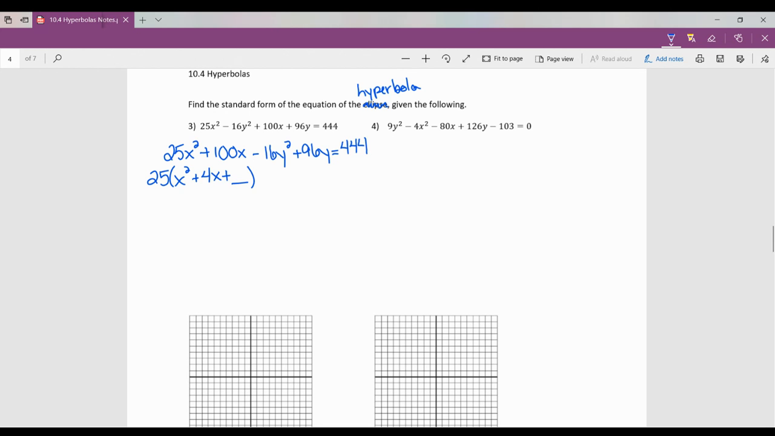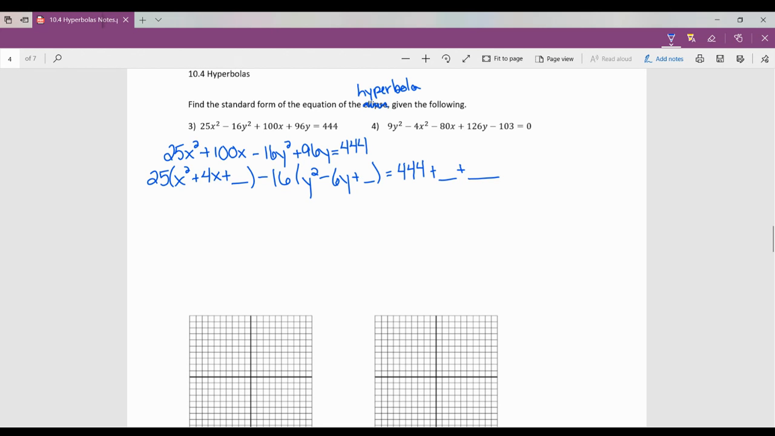Now for this second piece, the number that is with the y squared is negative 16. So if I factor out a negative 16, I'm going to have y squared, and then be careful on this one, 96 divided by negative 16 is negative 6. Y plus blank equals 444 plus blank plus blank. Oh, I'm definitely going to have to erase all this. I'm going way into the other work zone.